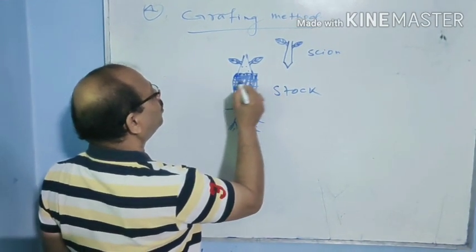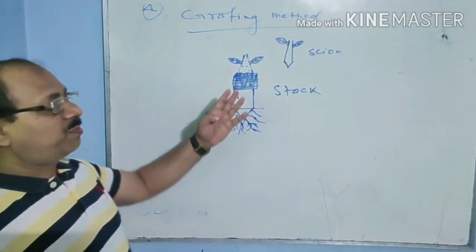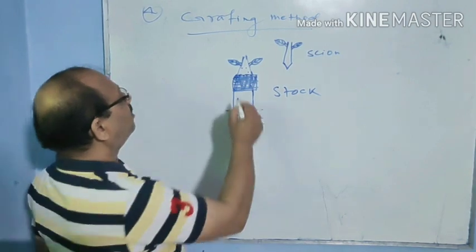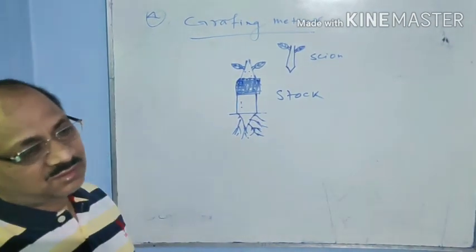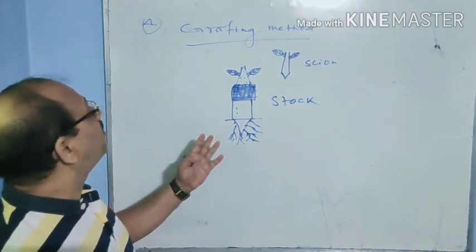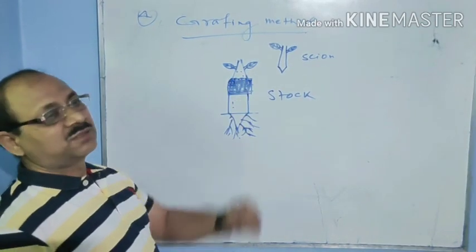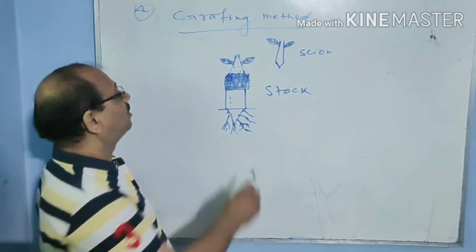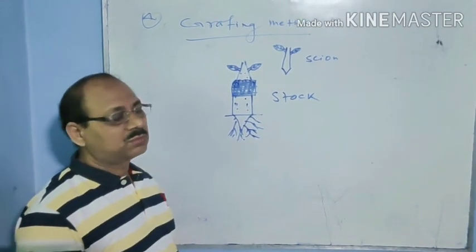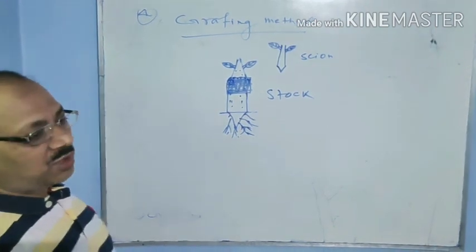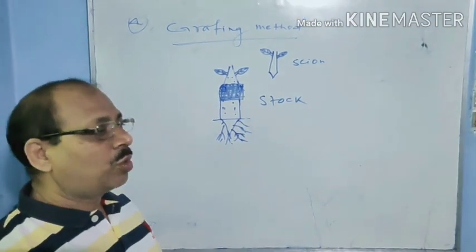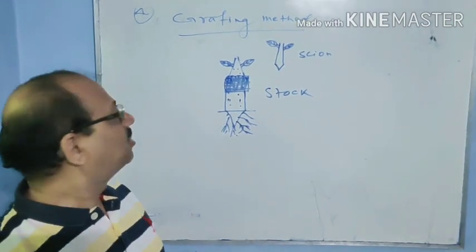After a few months, these different parts of plants develop as a single plant. By this method, we can obtain desired varieties of products. By this method, we can develop fruits in a young scion. In this case, the stock should be matured. In this method, more than two scions can be inserted in the same stock. By this method, we can obtain different varieties of product.